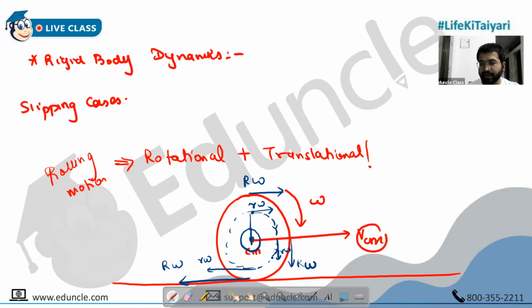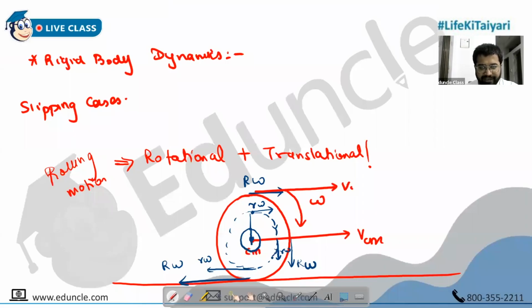Along with r omega, you also have vcm, because all of them are moving in the forward direction. When the object rolls, all the points are moving in the forward direction with the velocity vcm. So even this point has vcm, even this has vcm, because all are moving in the forward direction.